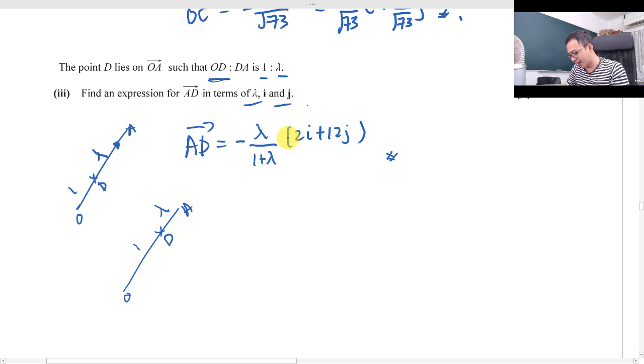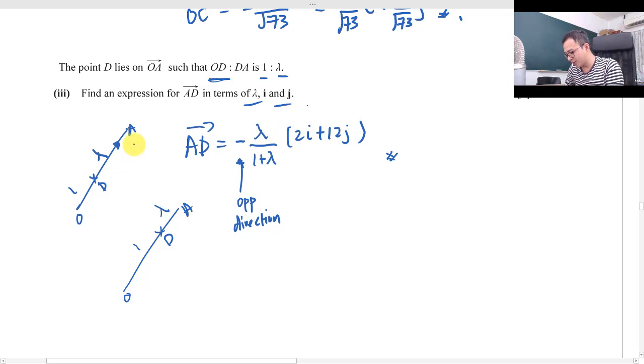So if the question asks about DA, then it should be quite easy because DA follows the OA direction. But the question asks about AD, which is basically the opposite direction of OA. So it's something like AO. Because of the opposite direction, you see I add a negative here.